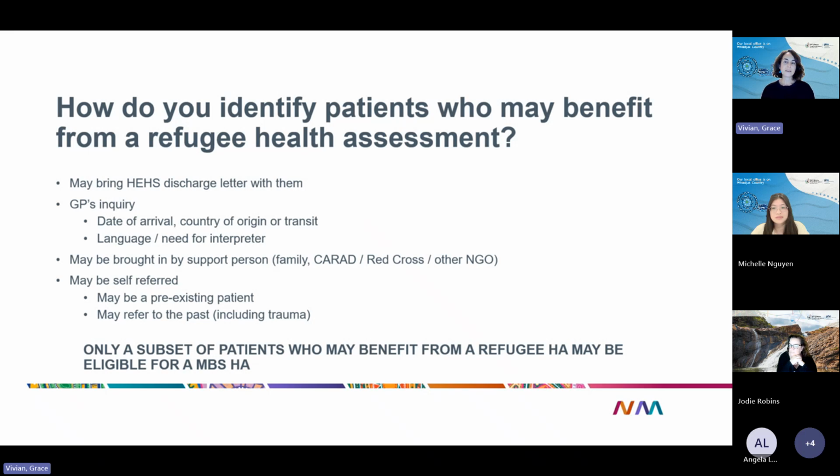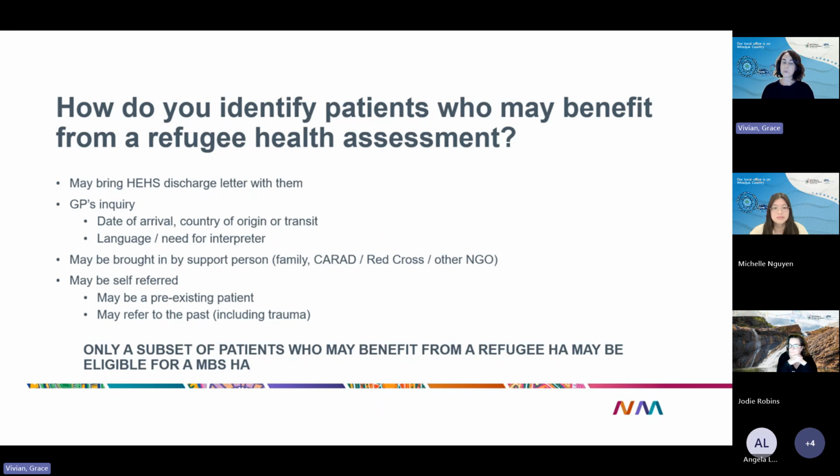More often than not, it may be a clinical suspicion or an inkling or an inquiry on your behalf that perhaps this patient may have been a refugee or had a refugee-like background. When did they come to Australia? Where did they come from or transit through? Maybe they speak another language. Maybe they've advised you they need an interpreter.